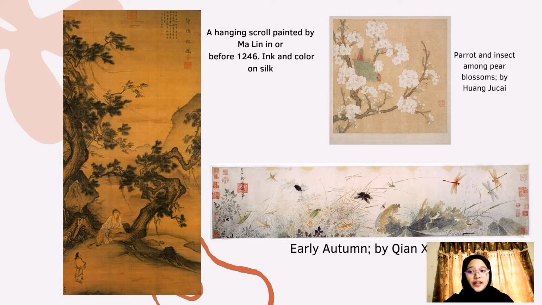The first one on the left is a hanging scroll painted by Ma Lin in or before 1246. The painter used ink and color on silk. The second one on the top right is called Parrot and Insect Among Pear Blossom by Huang Quan. And the last one at the right bottom is called Early Autumn by Qian Xuan. There's actually a lot more, but these are the famous ones.